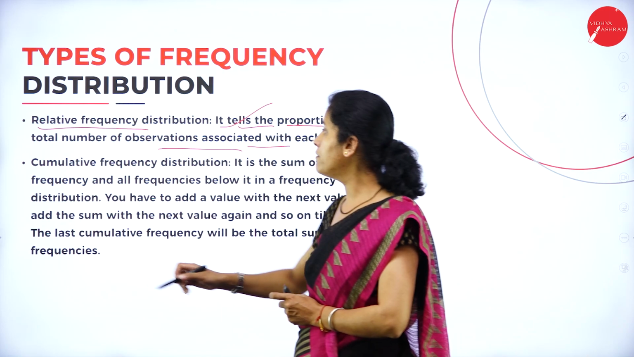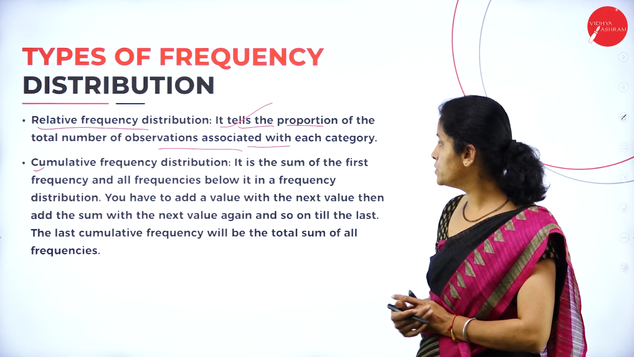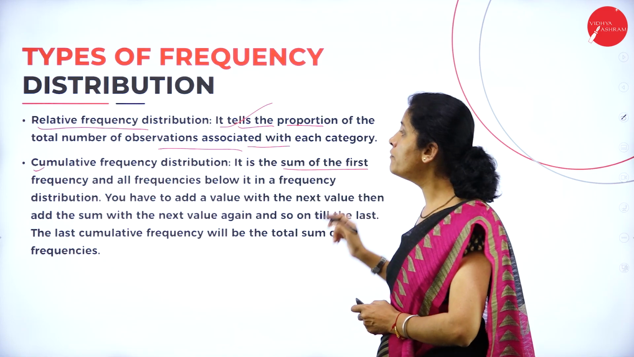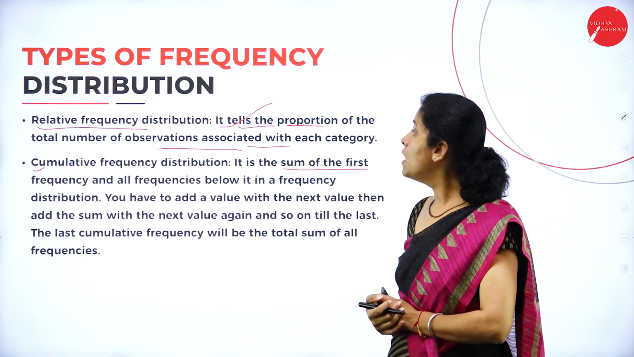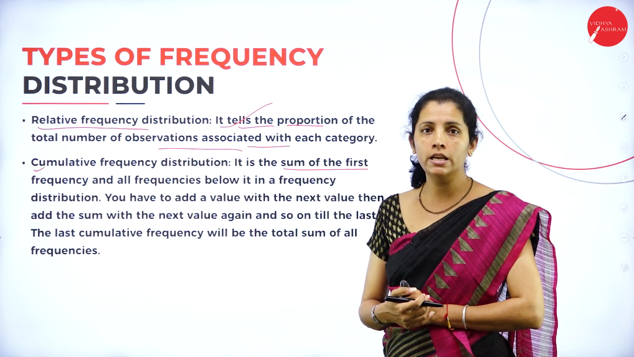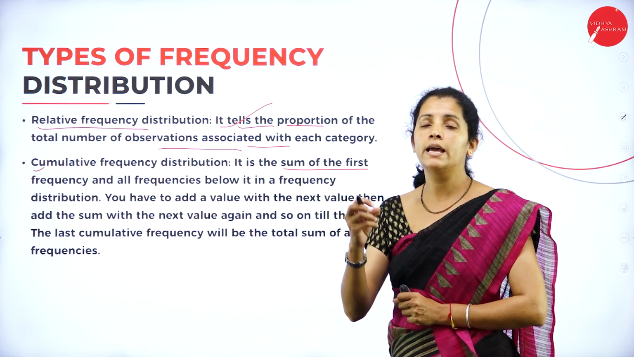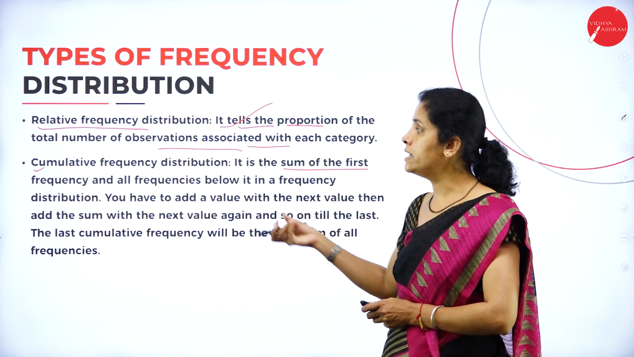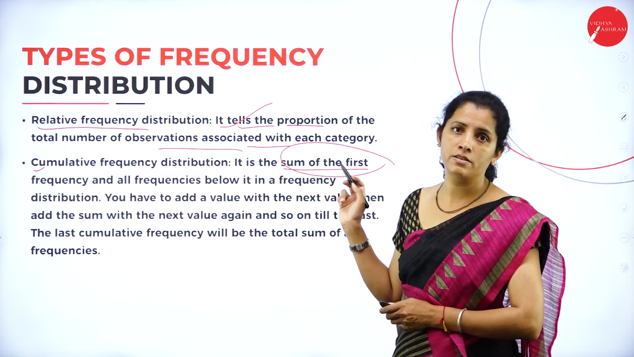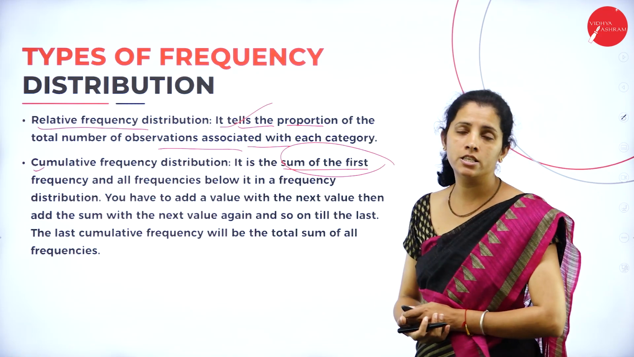Then I am going to have another type that is known as cumulative frequency distribution. So in the cumulative frequency distribution, we take the sum of the first frequency and all the frequencies. Okay, so dear student, I am going to have the relative frequency. Now I am going to find the sum. Okay, when I add the frequencies, I am going to get the cumulative frequency, that is known as the sum of the first frequency. So these are the 4 different types of frequency distribution.